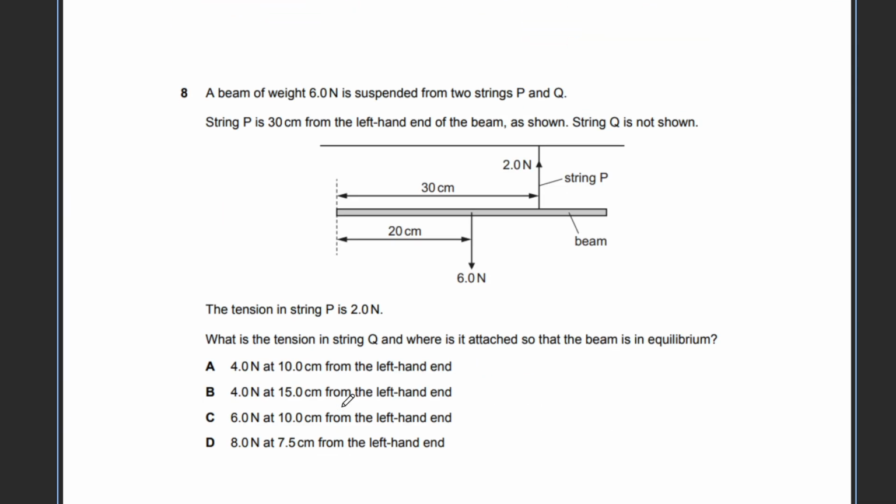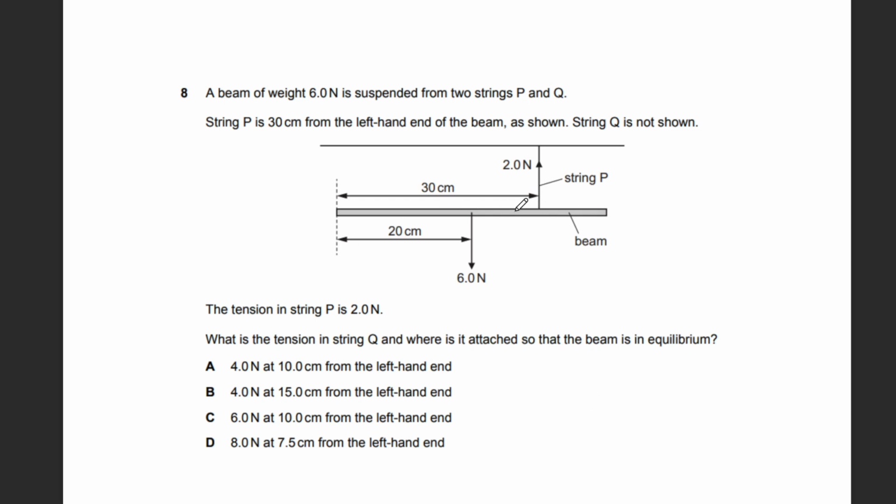A beam of weight 6 newtons is suspended from two strings P and Q. String P is 30 centimeters from the left-hand end of the beam as shown. String Q is not shown. The tension in string P is 2 newtons. What is the tension in string Q, and where is it attached so that the beam is in equilibrium?